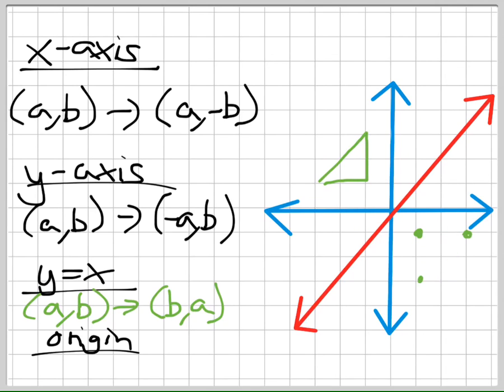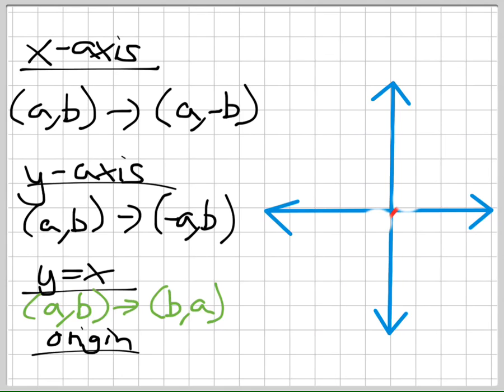And then the last one we have is the origin. Now, the origin is just a point, right? And we need a line of reflection. What the origin stands for is if you have a figure, the origin means you flip it over both the x-axis and the y-axis. It doesn't matter the order because it ends up in the same spot every time.